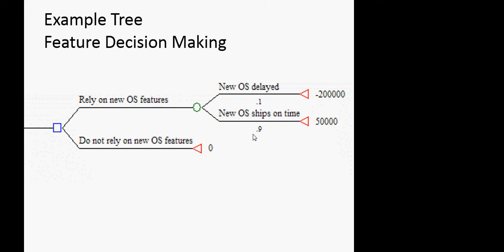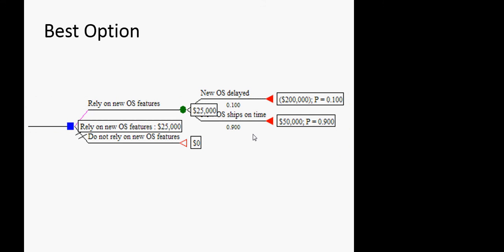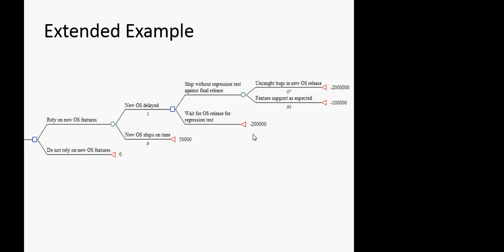Is that right? Yeah. And compared to the value of 0, where that's your baseline revenue, against which these are calculated, this is a gain of 50,000 over that. This is a loss of 200,000 over that. So in general, this would suggest, yeah, on average you'll make money by putting in place these features which count on this OS X support.